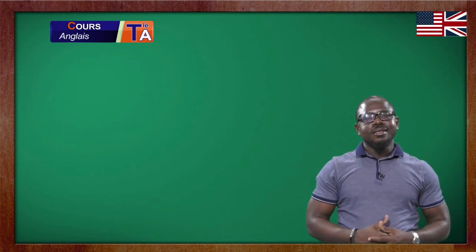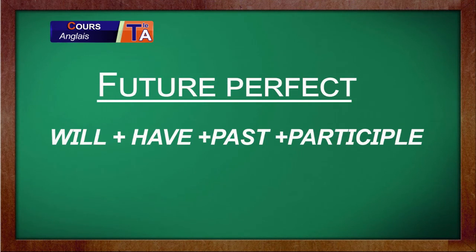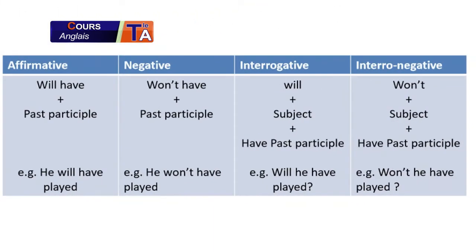Good job, everyone. Now let's see the future perfect. The formula for the future perfect is will plus have plus past participle of the verb. Here is the table. Positive sentences: will have plus past participle. Example, he will have played.